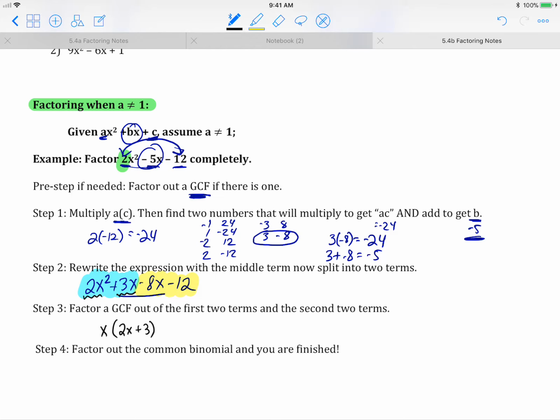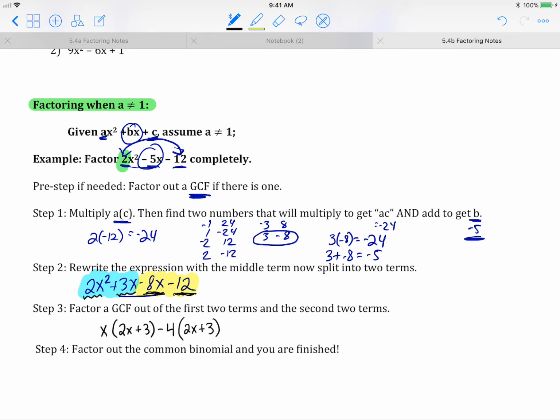Now we're going to focus on the next two. They both have a negative, so I'll pull that out. And 8 and 12 both have a factor of 4. They both do not have an x, so I can't pull an x out. So I'm going to close that. If I factor a negative 4 out of negative 8x, I'm left with 2x. And if I factor a negative 4 out of negative 12, I'm left with a positive 3.